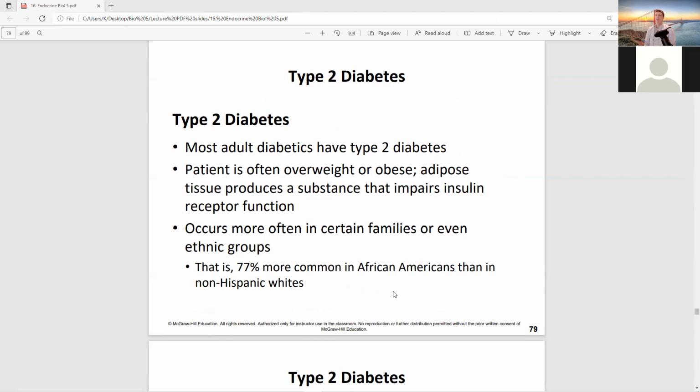Type 2 diabetes. Most adult diabetics have type 2 diabetes. The patient is often overweight or obese. Adipose tissue produces a substance that impairs insulin receptor function. It occurs most often in certain families or even ethnic groups. It is 77% more common in African Americans than in non-Hispanic whites.